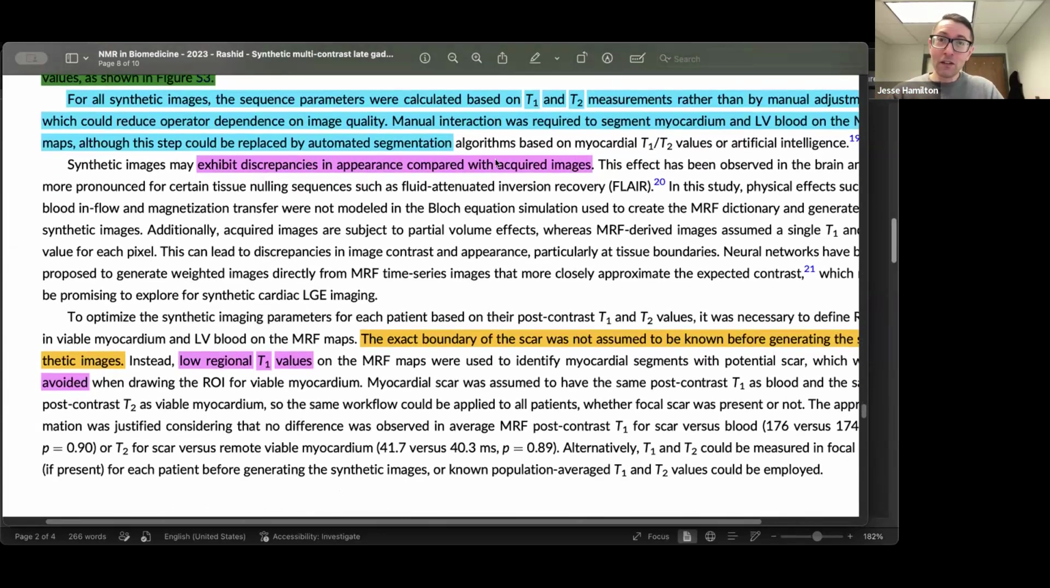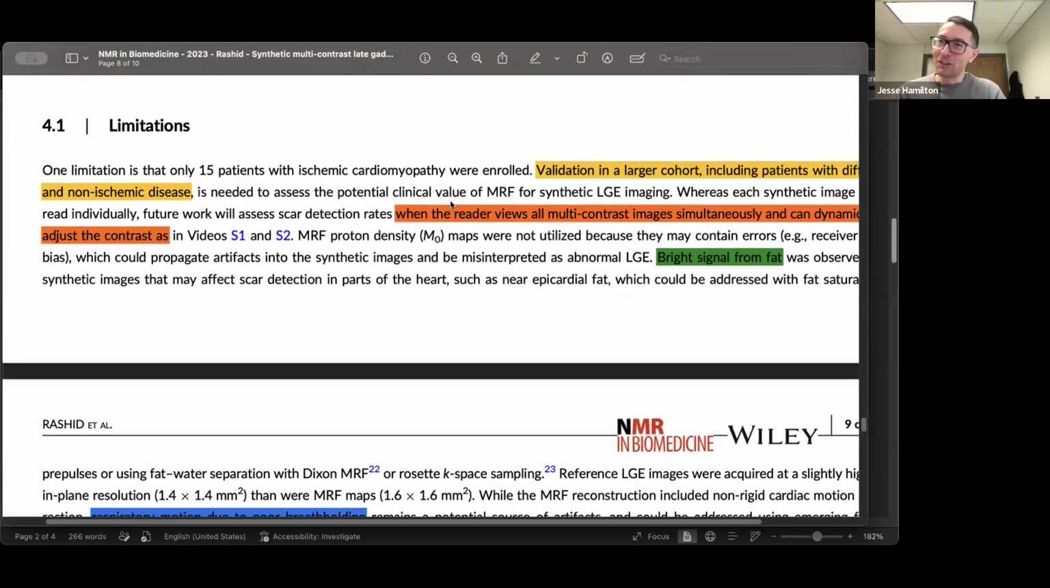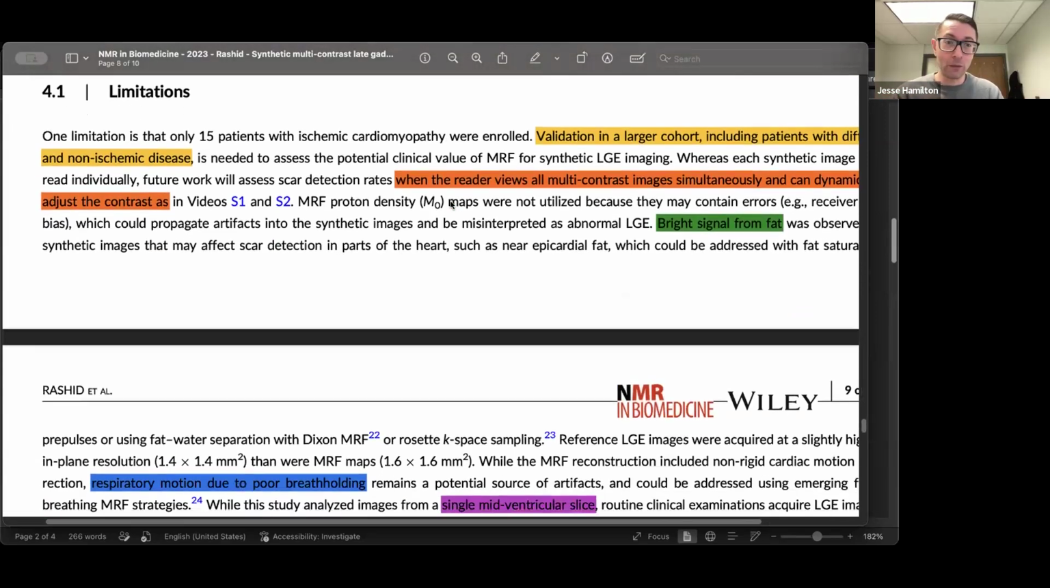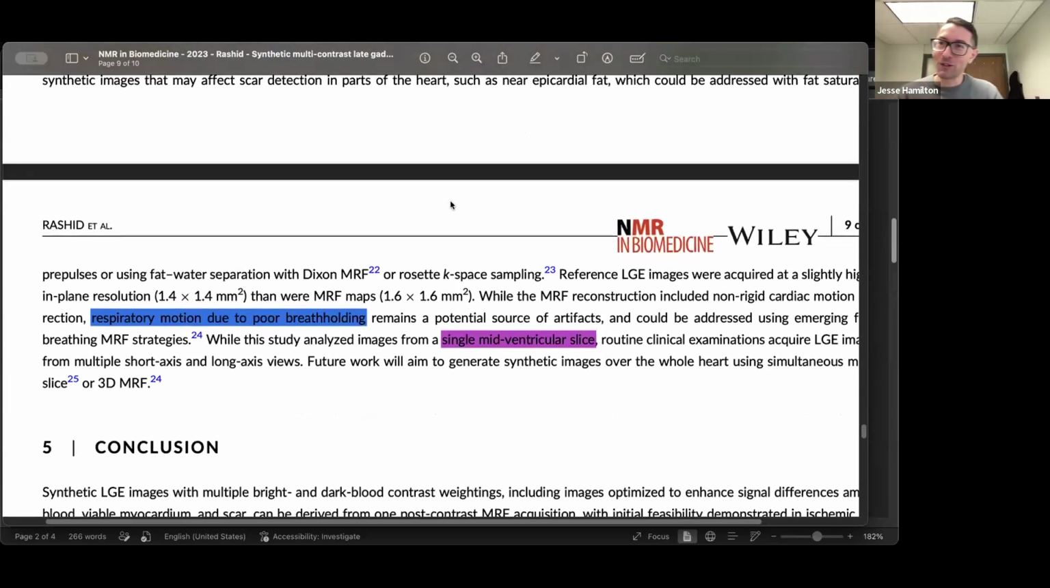There can be some discrepancies in the way that a synthetic image appears compared to an acquired image, and this can be due to many factors like partial volume effects or simplifications in the fingerprinting dictionary, which affects the maps and then gets translated to the images. And we have some ongoing studies now testing this approach in non-ischemic cardiomyopathy, where the enhancement is more diffuse. So I think that covers the most important parts of this work. I'm happy to hear any questions.